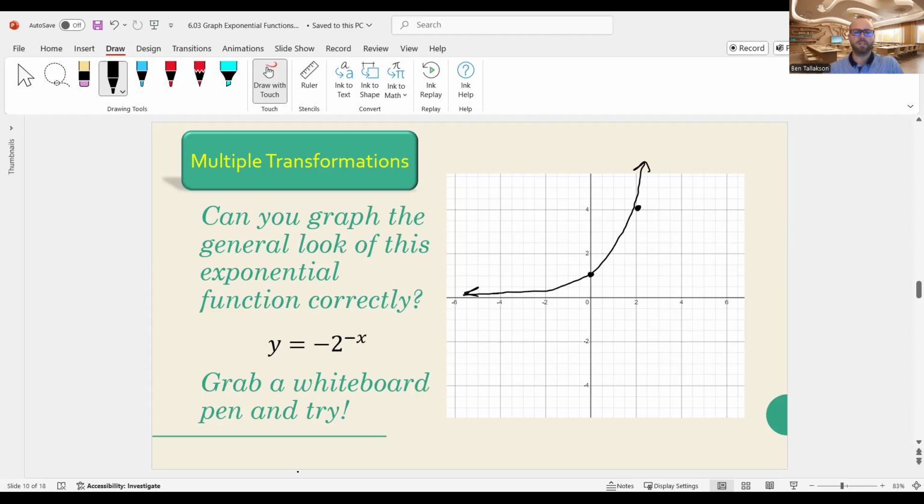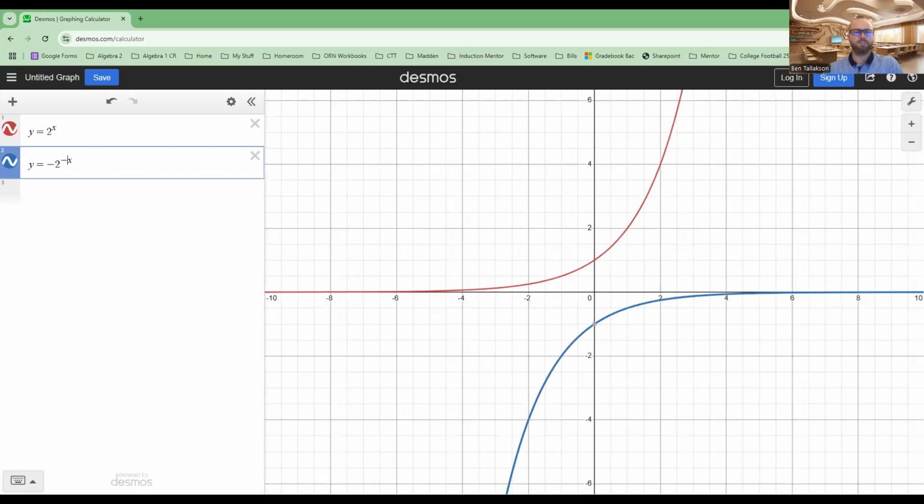If we go back to Desmos, we see how things have changed here, right? And we're going to walk through it one step at a time. So we had this red line. Just like before, if you make the base negative, it reflects over the x-axis. And then if you make the exponent negative, it reflects over the y-axis. So two different things are happening.